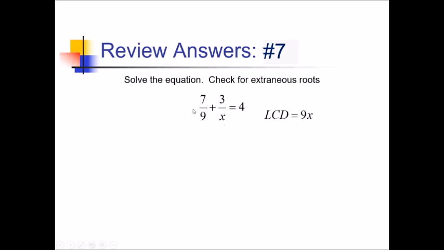So we have 7 times a 9x up there. And we have a 3 times a 9x. And the 4 also gets multiplied by 9x.